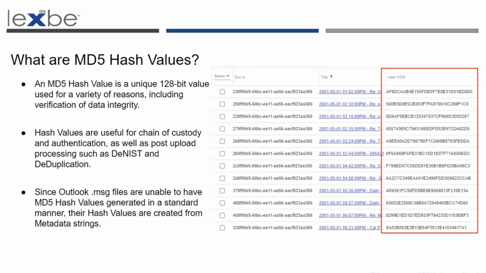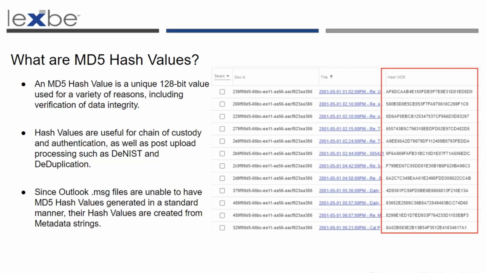What are hash values? An MD5 hash value is a unique 128-bit value used for a variety of reasons, including the verification of data integrity. Hash values are useful for chain of custody and authentication, as well as post-upload processing, such as DeNIST and deduplication.